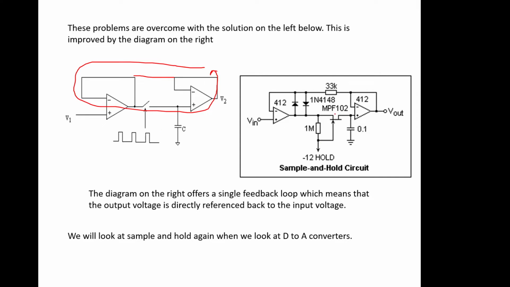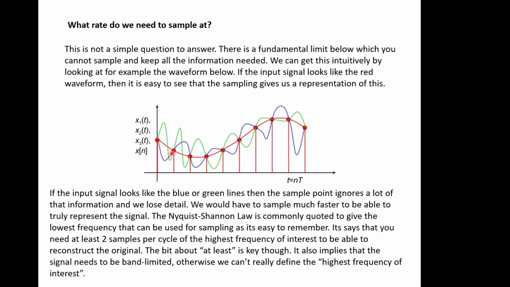And these become really important when we start to look at digital to analog converters. We don't want any errors introduced with those either, so we'll revisit this again when we look at this at the end of the week. So what rate do we need to sample at? And this is not a simple question to answer either, so you're getting the idea that there aren't simple answers to these questions. It's all a compromise. We know that there's a limit below which you cannot sample and keep all the information needed, and even that's not strictly speaking true.